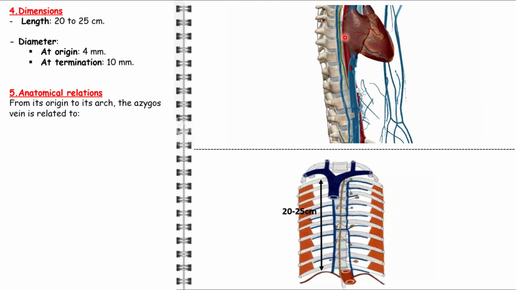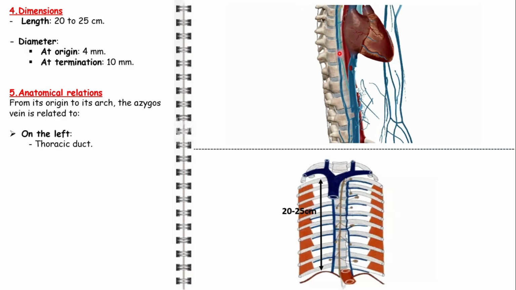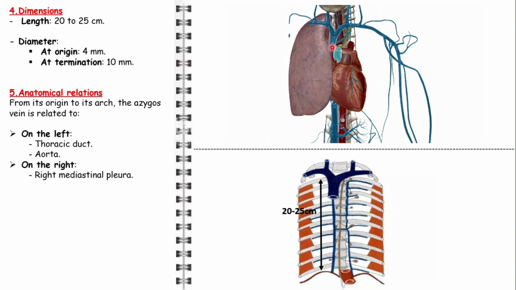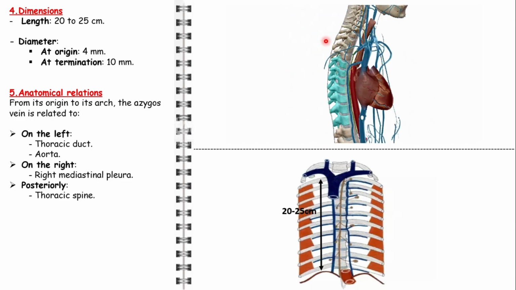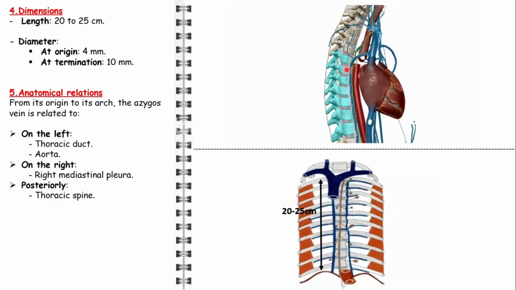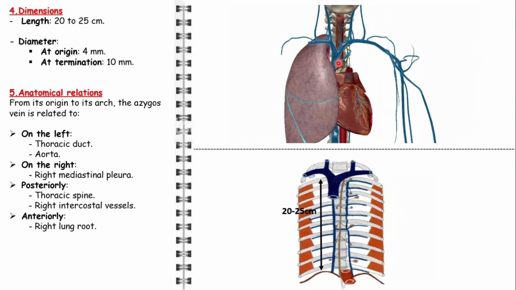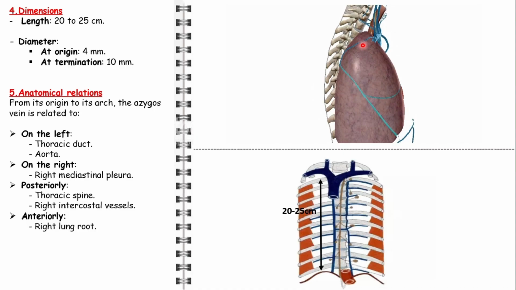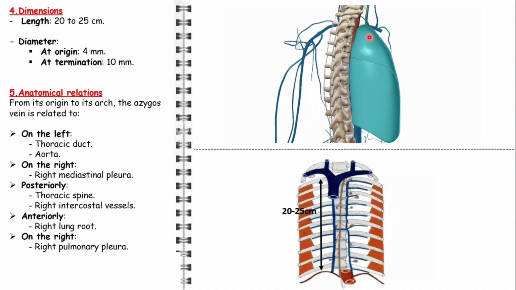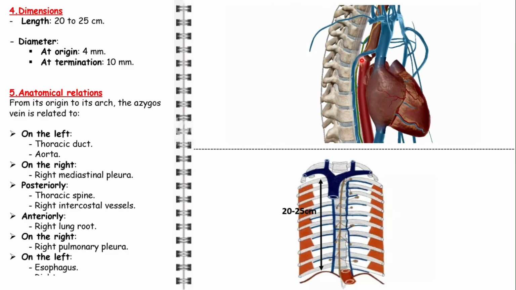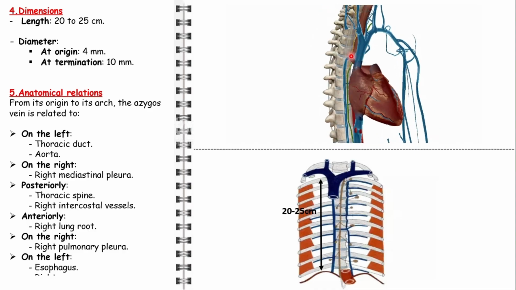From its origin to its arch, the azygos vein is related to the following elements. On the left, the thoracic duct and the descending aorta. On the right, the mediastinal pleura. Posteriorly, the thoracic spine and the right intercostal vessels. Anteriorly, the right lung root. On the right, the lung and pleura. And on the left, the esophagus and the right vagus nerve.